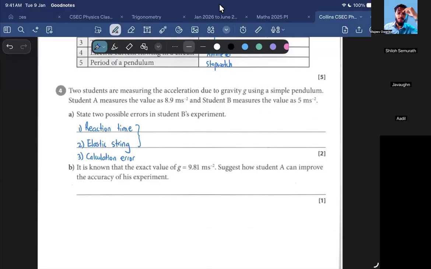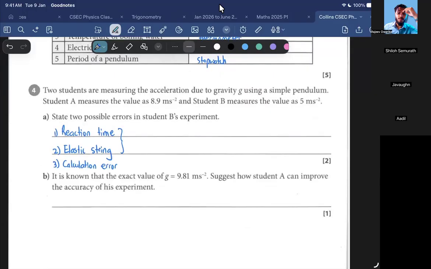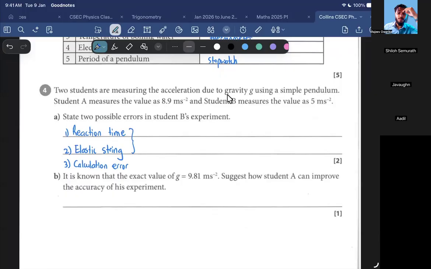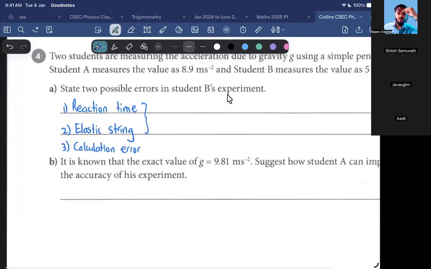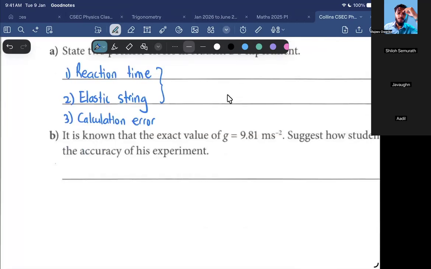And B, it is known that the exact value of g is 9.81. Suggest how student A can improve the accuracy of his experiment. What is the easiest advice you could give when you're doing a simple pendulum experiment? A larger number of oscillations. I wouldn't say larger number of oscillations. I feel like more, right? Time more oscillations.